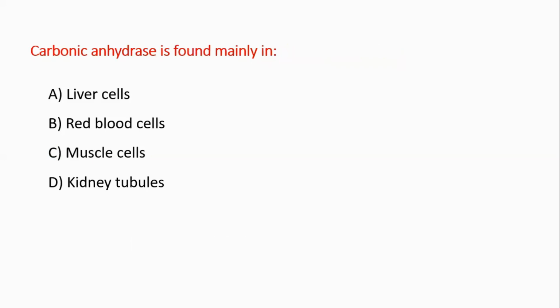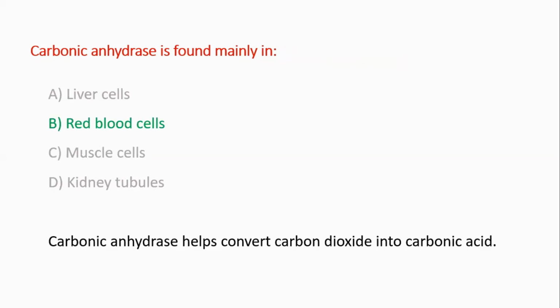Carbonic anhydrase is found mainly in liver cells, red blood cells, muscle cells, or kidney tubules? Carbon dioxide travels through blood every second, but which enzyme helps manage this entire process inside RBCs? Yes, the answer is red blood cells. Carbonic anhydrase helps convert carbon dioxide into carbonic acid.